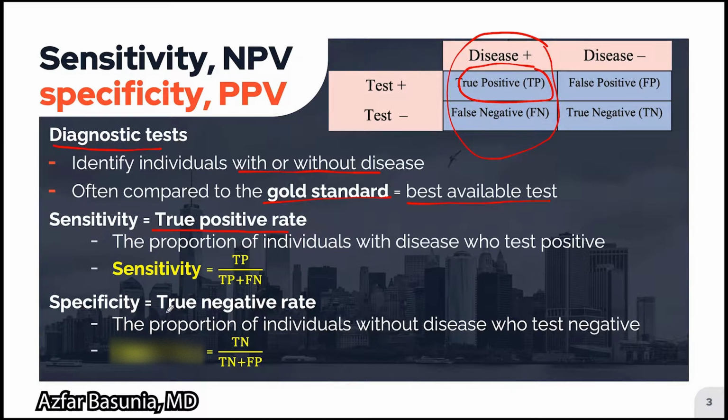The specificity refers to the true negative rate of the diagnostic test, that is the proportion of individuals without the disease who test negative for the disease. Thus, specificity is calculated by taking the true negatives and dividing it by the total number of individuals without the disease, that is true negative plus the false positives.